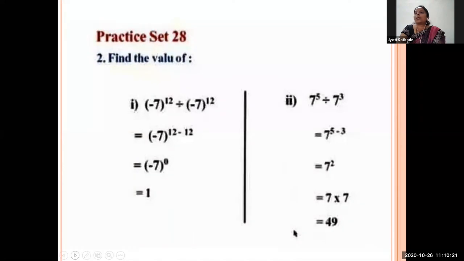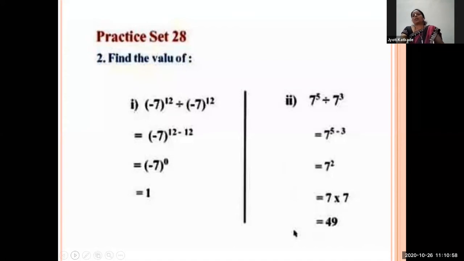Question number 2 there. See, -7 bracket raised to 12 divided by -7 bracket raised to 12. Here the base is -7 and the power is 12. Here the power is also the same, 12, 12. So take -7 bracket raised to 12 minus 12. 12 minus 12, we get -7 bracket raised to 0. And you know, when the power is 0, then the answer is 1. -7 bracket raised to 0 is equal to 1.